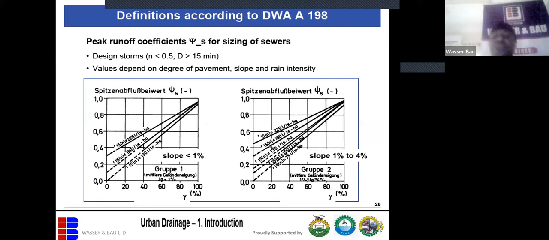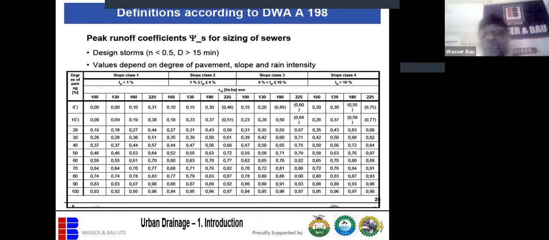And the rainfall duration must be greater than 15 minutes. So this thing you might not quite understand, it's in German, but it's just telling you that if a slope is small, then the runoff will not be much. The more slopey a place is, the more runoff it will contribute.